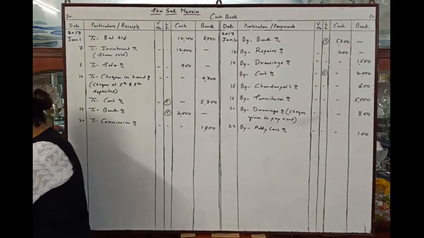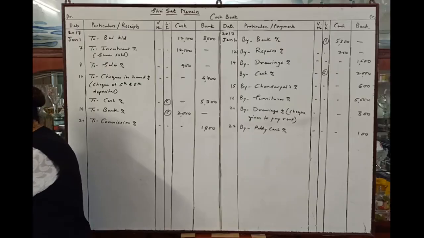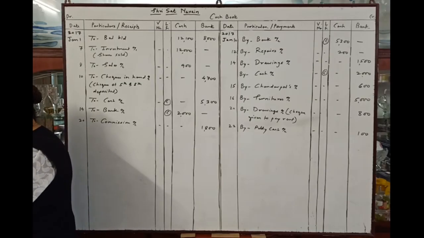Now 24. Instructed the bank to issue a bank draft for rupees 6,000 in favor of Amrit Lal.